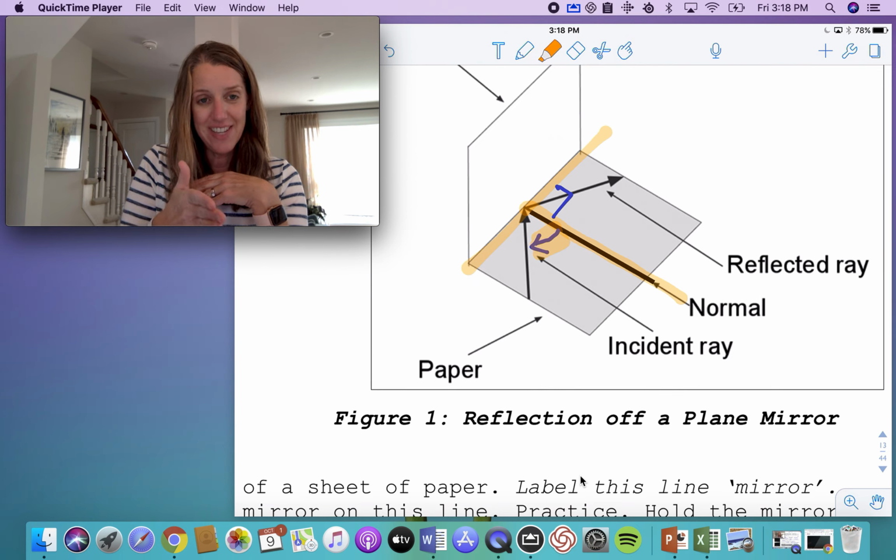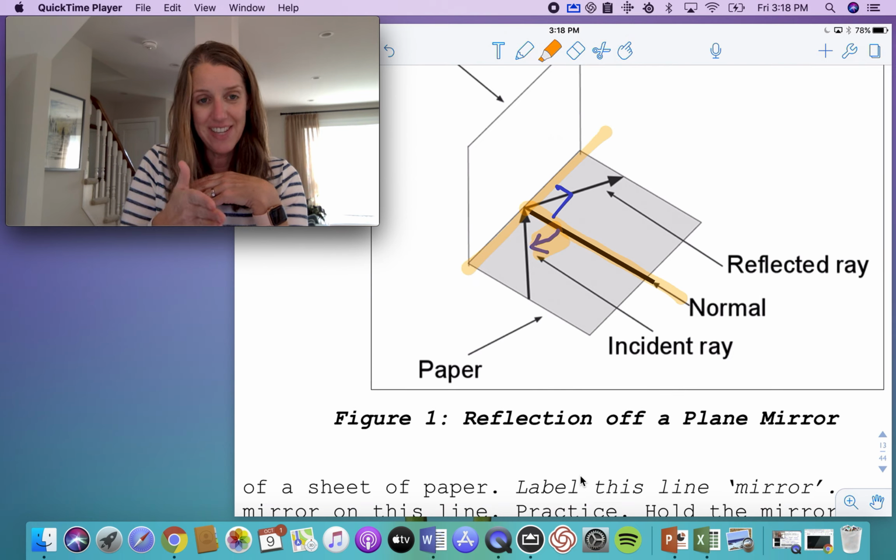What do you think or predict the angle of reflection to be? Any guesses? 45 degrees. What if your angle of incidence is 10 degrees? You guessed it. The angle of reflection is also 10 degrees. So it just gives you a sense of, let's do it in the lab and practice, okay?